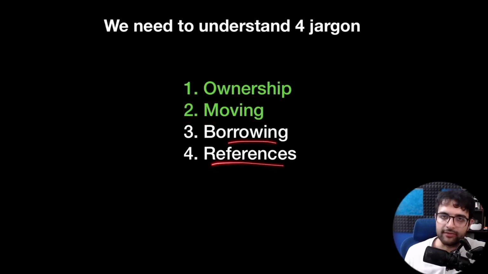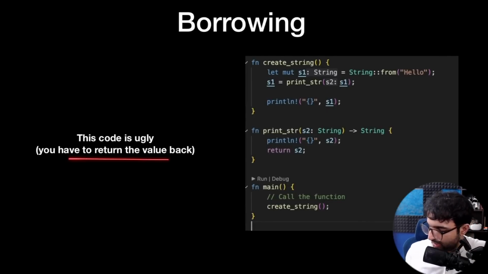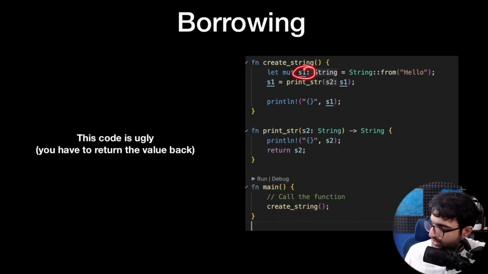Next up is borrowing and references. Let's see why we need them and where they are useful. This code that you see on the right is ugly. You have to return the value back. The code that we wrote does the same thing, which is the main function calls create_string, which first has a variable called s1, which has the ownership of this hello value. Then it calls a print_str function. So the ownership gets moved to this s2 value. Then the ownership gets returned from this back to this s1 variable. That is how we have carried over the ownership of this s1 variable, or more specifically this hello value, throughout.